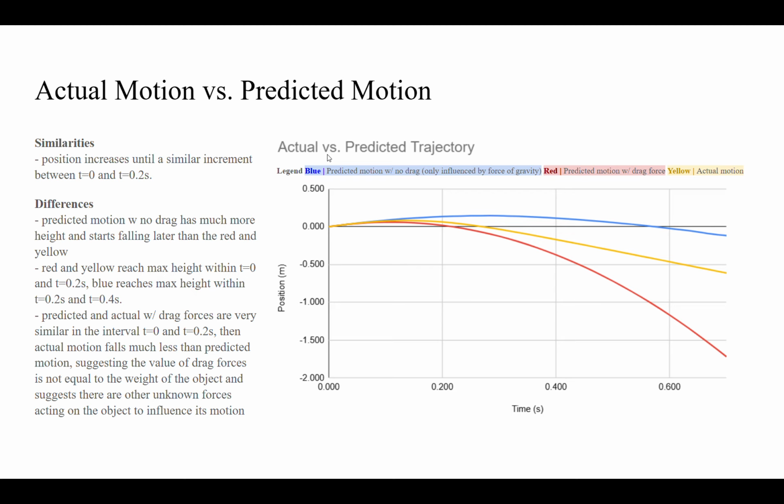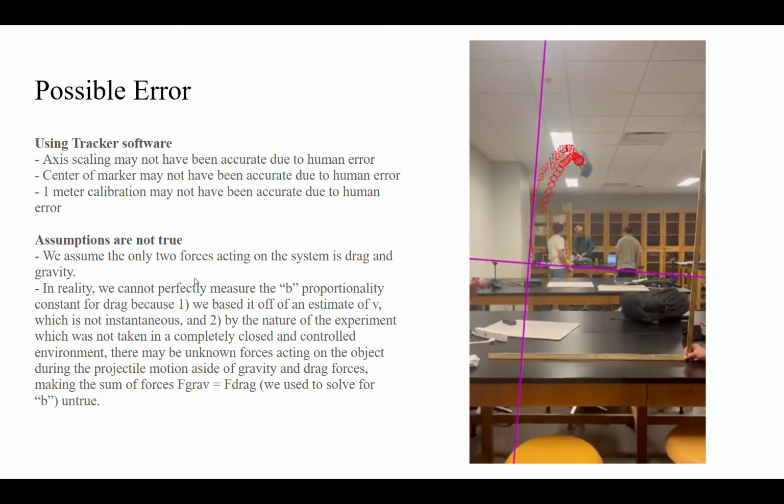And the predicted and actual with drag forces are very similar in the interval 0 to 0.2 seconds, then the actual motion falls much less than the predicted motion, which suggests the value of drag forces isn't equal to the weight of the object, and that there are other unknown forces acting on the object that influence its motion.